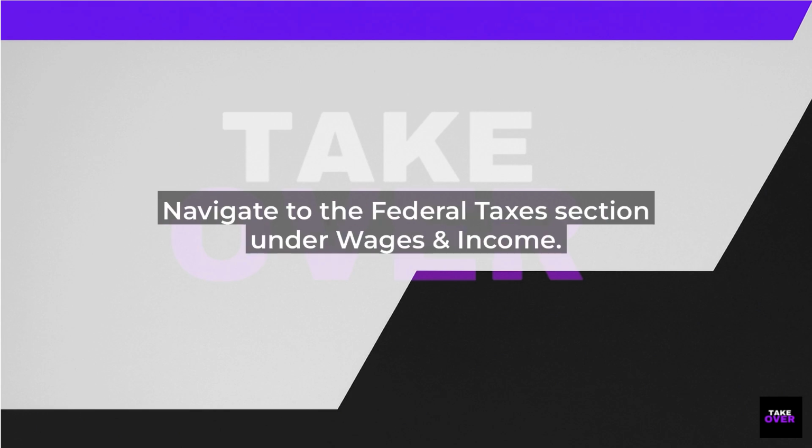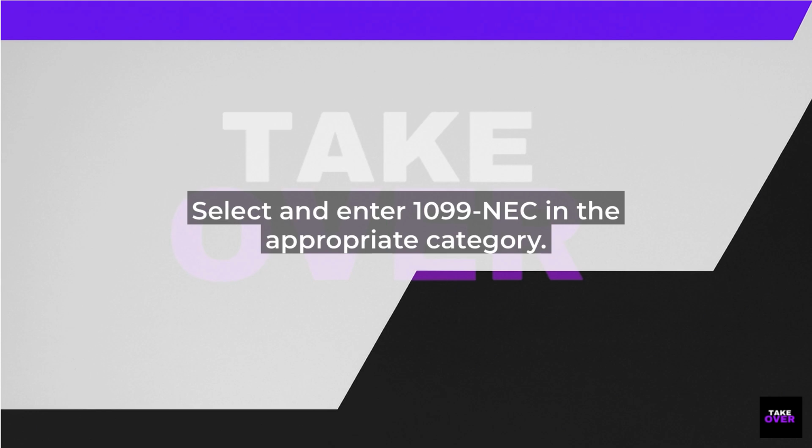Step 3. In the Wages and Income area, scroll down to the Other Common Income category. Click on 1099 NEC, or Miscellaneous Income, if it's listed that way. TurboTax might prompt you with questions to confirm this is the right form.